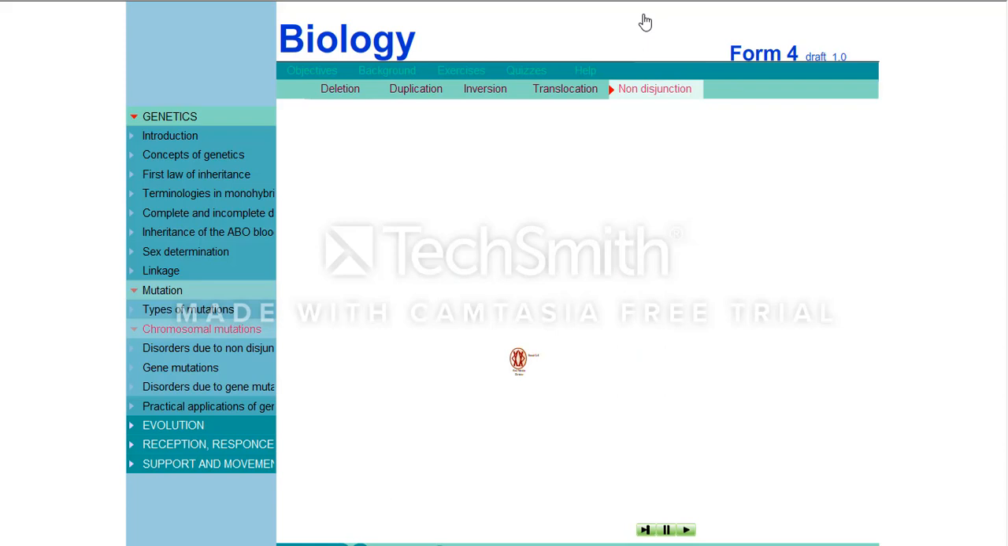Non-disjunction. Non-disjunction leads to addition or loss of one or more whole chromosomes. During anaphase 1, the 2 homologous chromosomes may fail to segregate and so move on to the same gamete cell. If the sister chromatide failed to segregate at anaphase 2, the 2 chromatides move to the same gamete. Play the animation to see how non-disjunction occurs.